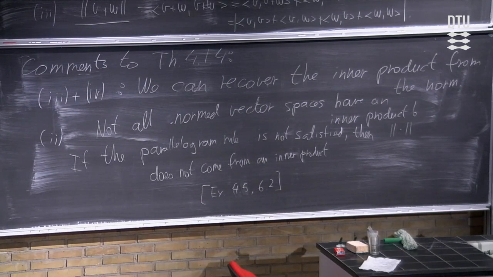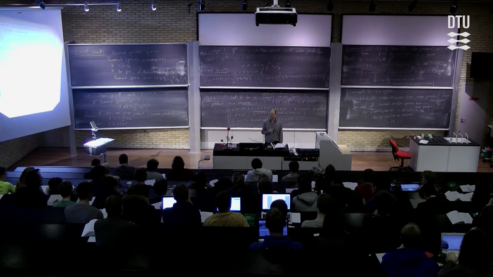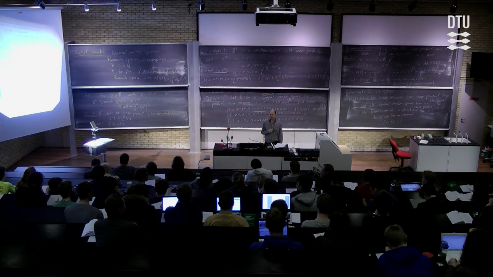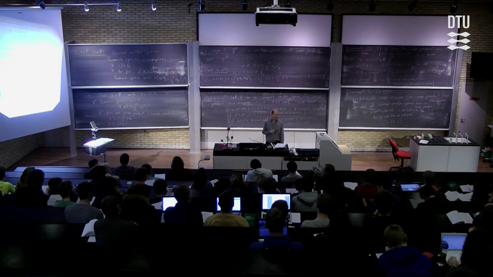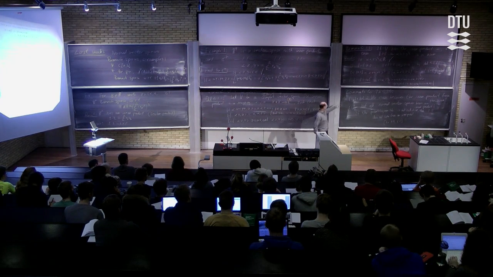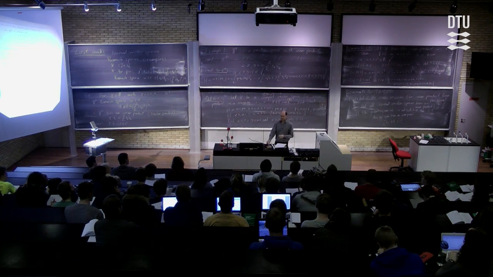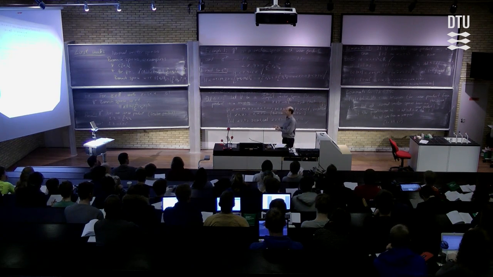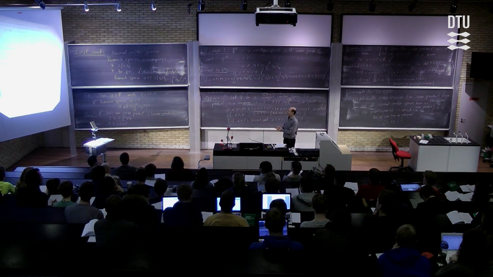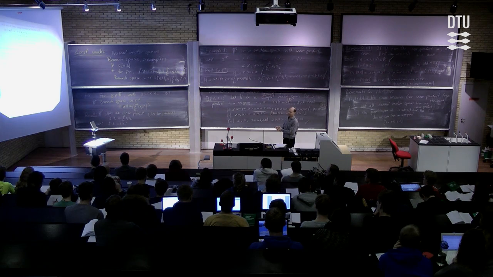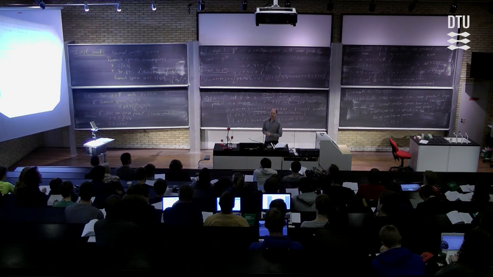I don't know if you have any questions, or if not, yes, you have a question? Does that comment, the first comment, apply to any norm we create? Or does it only apply to the norm we create from the inner product? You see, the assumption in the theorem is that you look at a vector space that has an inner product, and then you have the associated norm. So it is about a norm that comes from an inner product.